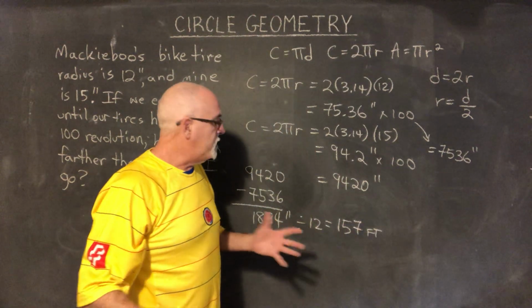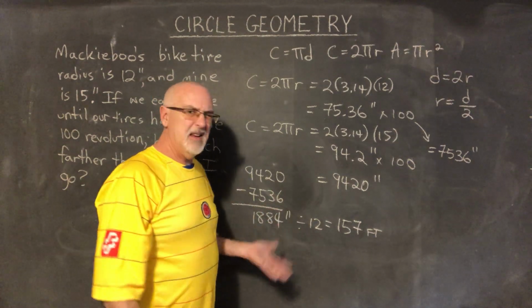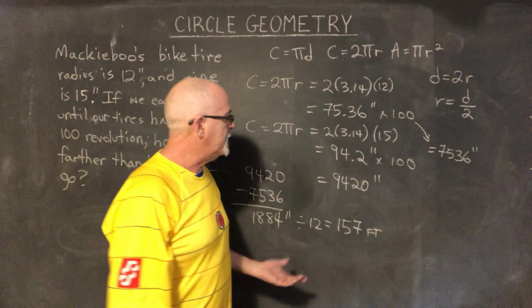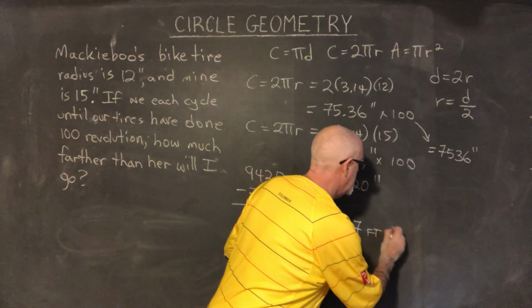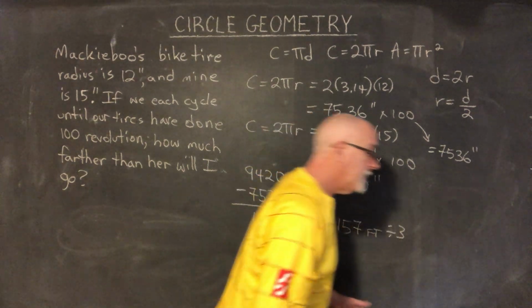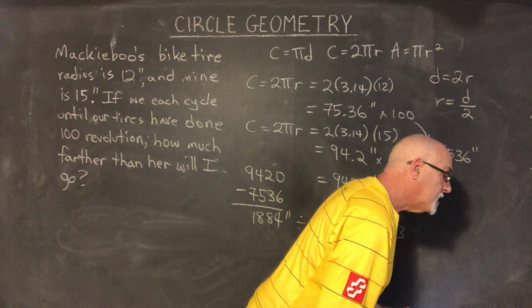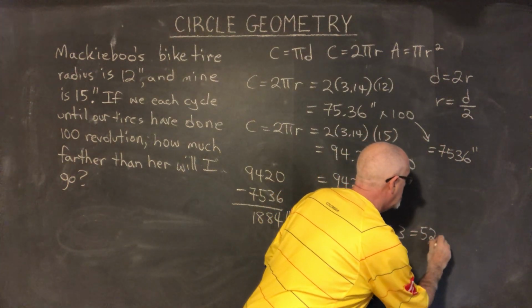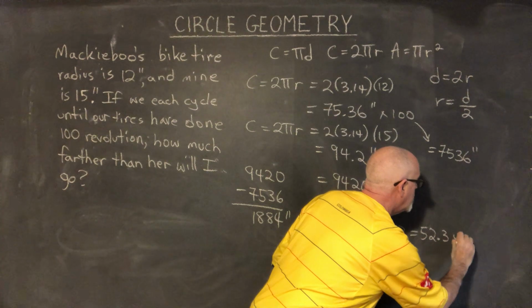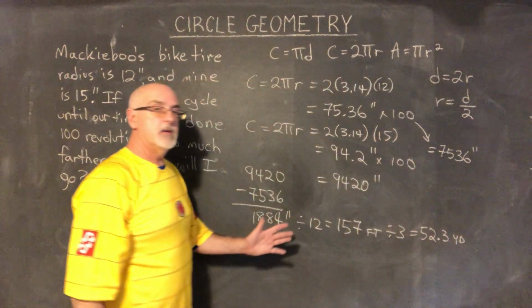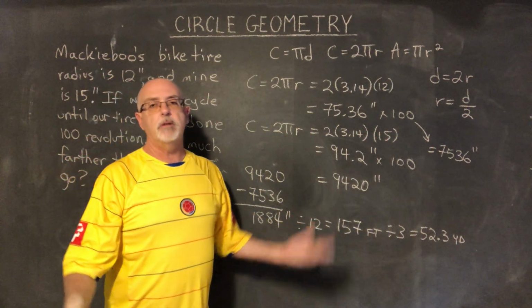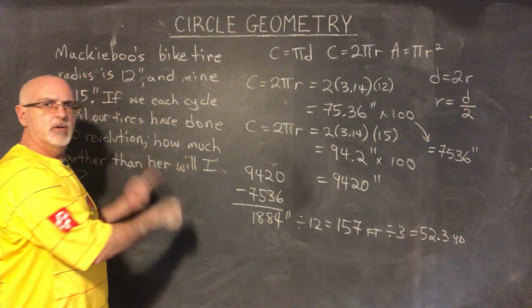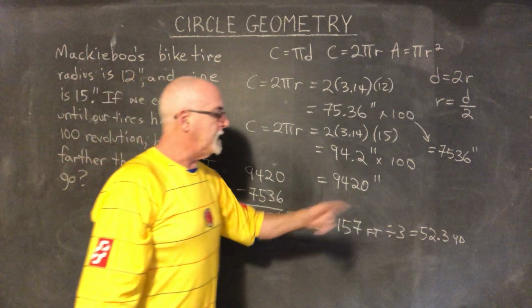And that's a little bit more easy to understand. Thinking about 1884 inches is a little crazy. 157 feet, but I can also divide that by 3, and I get 52.3 yards. Okay, so which is the right answer? They're all right, because the question didn't say give your answer in yards or anything like that. I just felt like doing that.